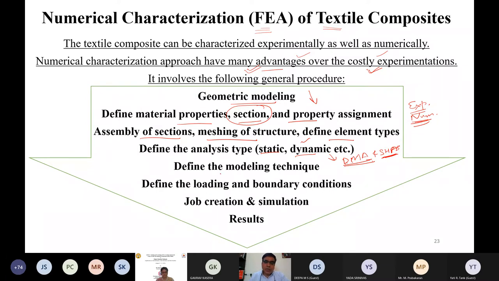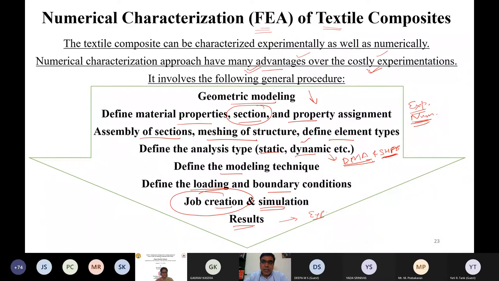Okay. Then of course, modeling techniques are different. Loading techniques will be different. Boundary condition application will be different. And all this will be referred to as a job. Now, once you have the job, you just run the job and you get a simulation and then get your results. Results are in terms of whatever properties we get. So now compare these properties with experimental results. All right. So this is what we had been doing.